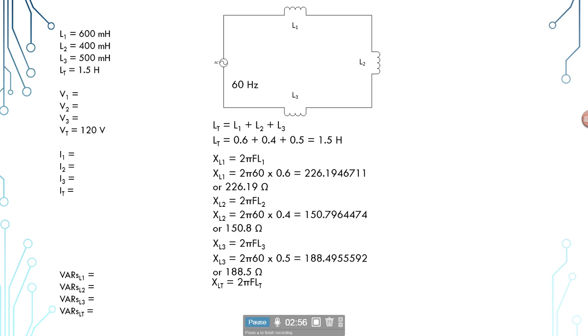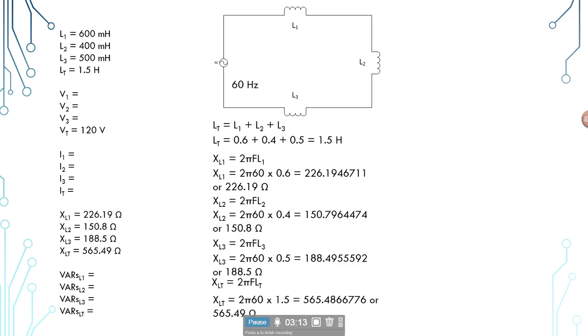And for the total inductance, we use that same formula, but now we're looking at the broad picture, so we'll use our total inductance here. So it'll be 2 times pi times the frequency of 60 times 1.5 henries, and that'll give us 565.49 ohms for our total inductive reactance.